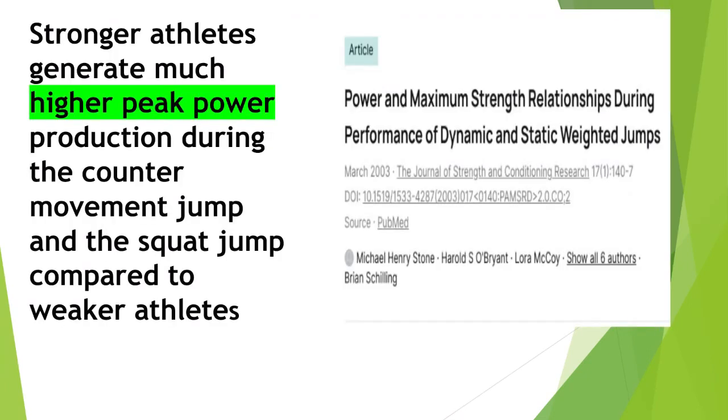Now let's get into specific studies that demonstrate the importance of maximal strength for the ability to generate power. This was an excellent study by the legend Dr. Stone. They reported that stronger athletes generated much higher peak power production during the counter movement jump and the squat jump compared to the weaker athletes.